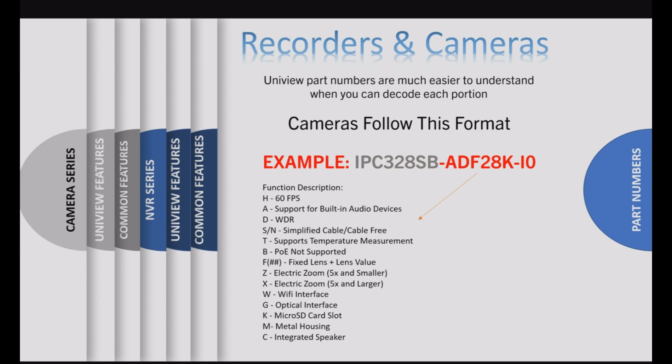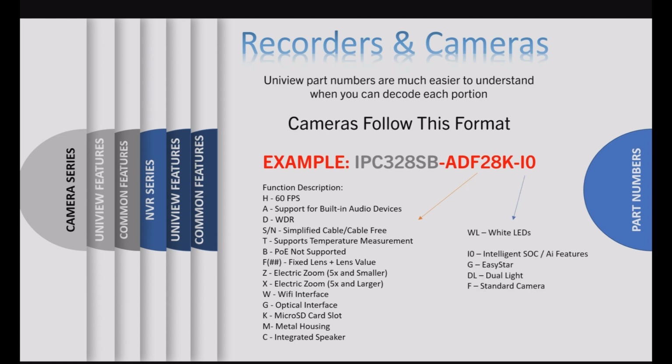The next part shows all of the functions as well as the lens type. The portion of this section that will be referenced most often by the dealers is the lens value, which will be an F followed by 2 numbers, such as F28 in the slide, which means a fixed 2.8 millimeter lens. If it has a Z or an X, then the camera has a varifocal lens. Another thing that I've noticed is that sometimes Uniview will omit some of the camera features here, such as the metal housing, so make sure you check the spec sheet for specific functions.